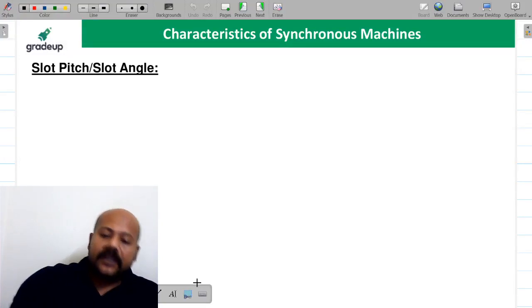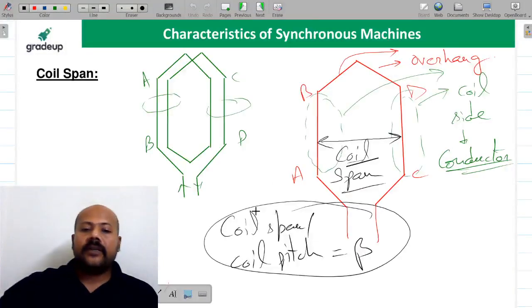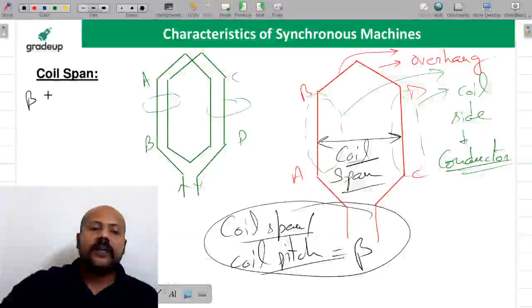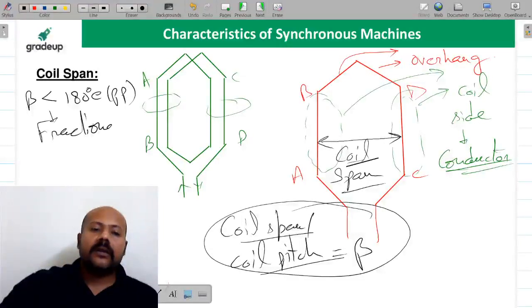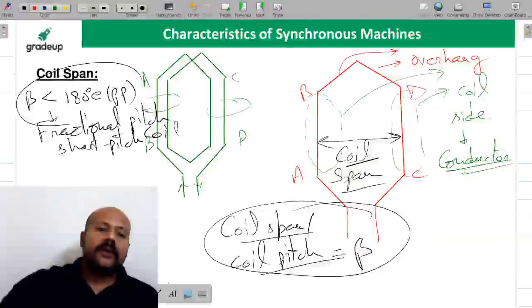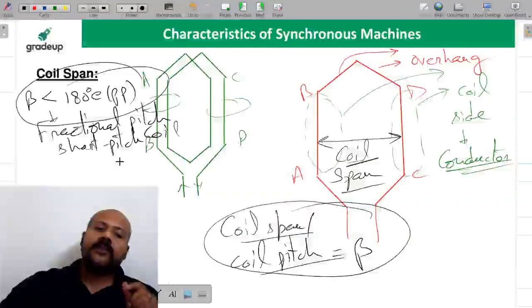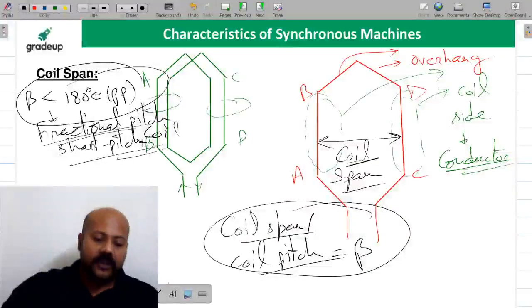Now we have already discussed that if you are having this coil span or the coil pitch, if this beta is less than 180 degree electrical, which is the pole pitch, then it is going to be a fractional pitch or short pitch coil. If the coil span is less than 180 degree electrical or the pole pitch, then we are calling it a fractional pitch or short pitch coil.